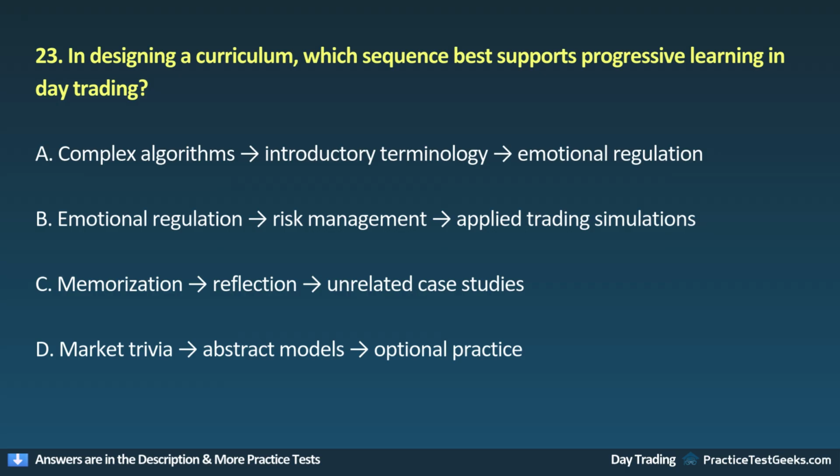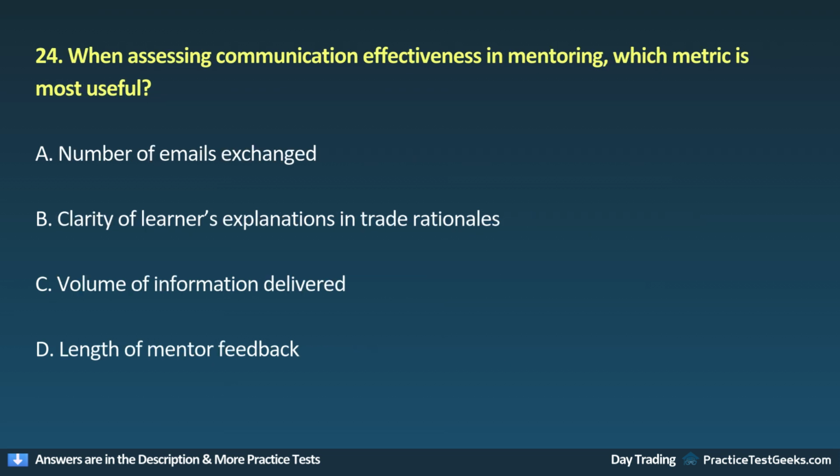23. In designing a curriculum, which sequence best supports progressive learning in day trading? A. Complex algorithms, introductory terminology, emotional regulation. B. Emotional regulation, risk management, and applied trading simulations. C. Memorization, reflection, unrelated case studies. D. Market trivia, abstract models, optional practice.